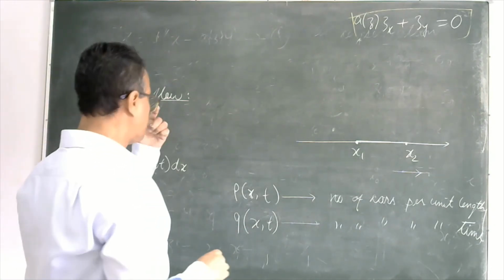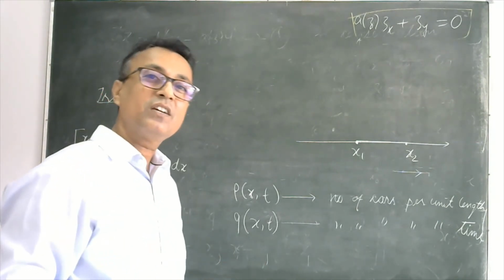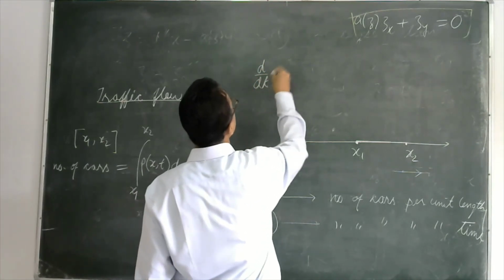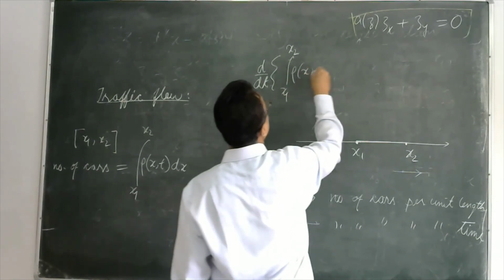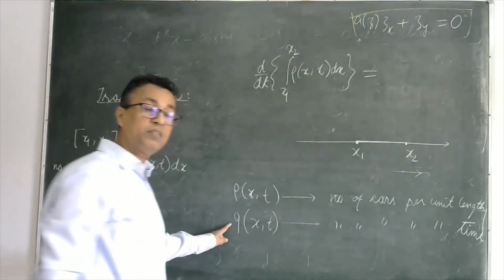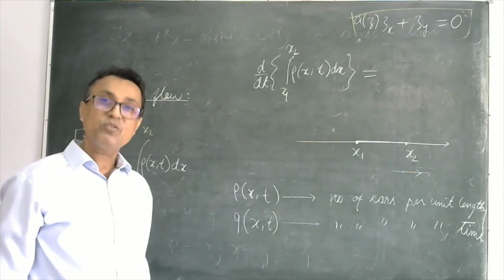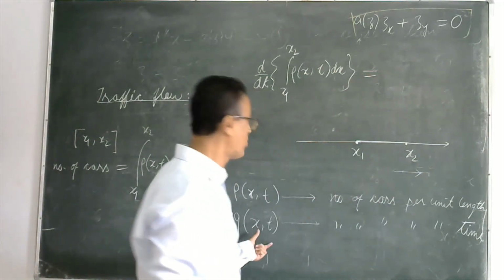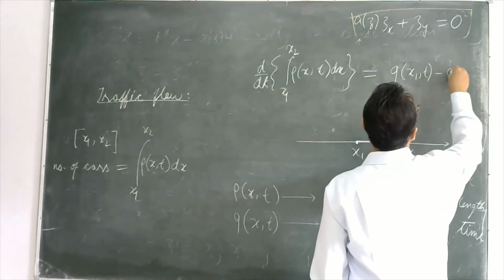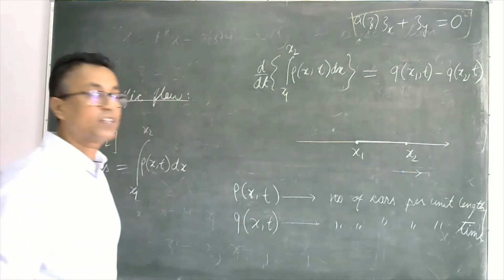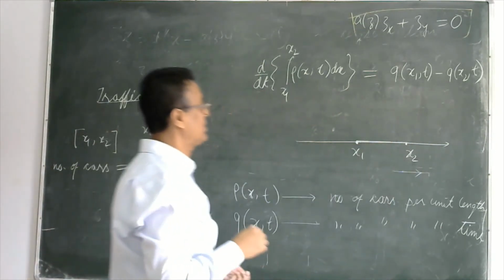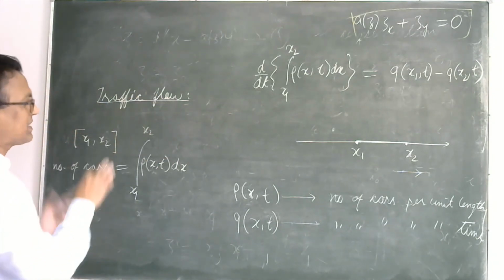Fine. So now, if I want to find out the rate of change of the number of cars, then it is going to be given by d/dt of the integral from x1 to x2 of rho dx. Okay, and that is going to be equal to what? Q was nothing but the flow rate, and this is nothing but the number of cars per unit time, isn't it? So it is going to be the difference between the flow rate at the locations x1 and x2. So this is simply going to be Q of x1, t minus Q of x2, t. Fine. Is it okay with everybody? Since this is a one spatial dimensional problem, you may find it difficult to visualize the concept, but you can think about this.